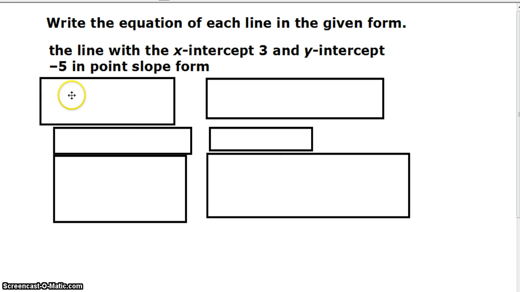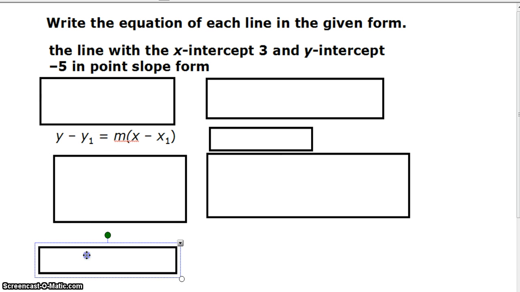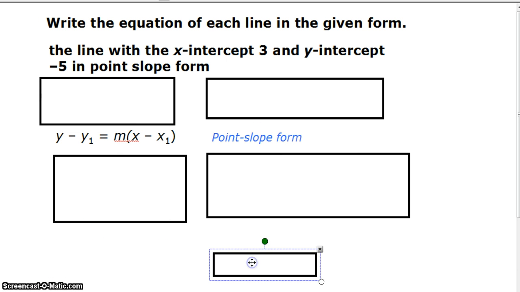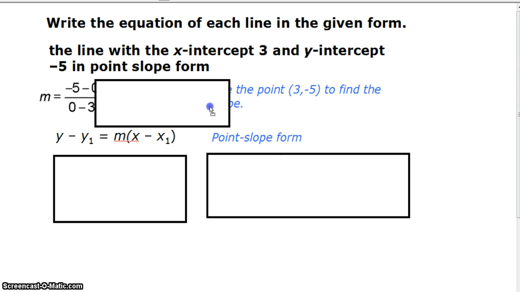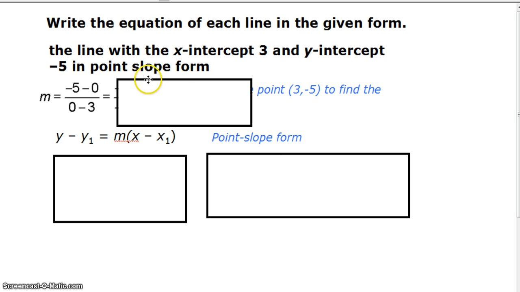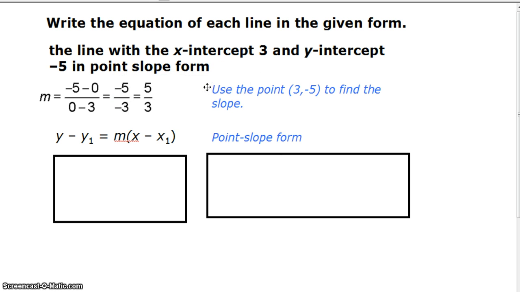A y-intercept, there is no walking, all flying, would be (0, -5). So we're going to use that information and plug into point-slope form. Since we have a point (3, 0) and (0, -5), we can substitute that into our slope equation, right? So we are going to find that the slope is -5 minus 0 over 0 minus 3, or slope of 5/3.